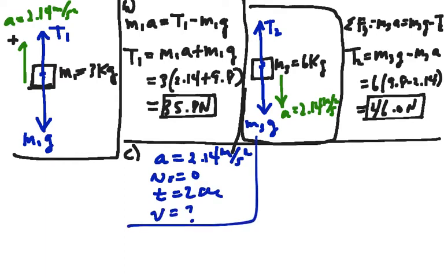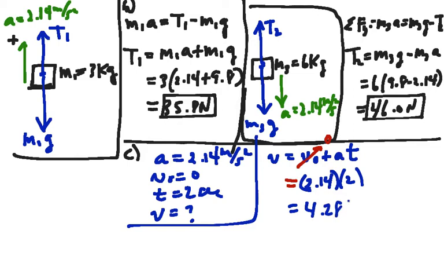This looks like kinematic equation number 1, where final velocity equals initial velocity plus acceleration times time. In this case, the initial velocity is going to be 0, and so our final velocity is going to equal acceleration 2.14 times time 2, or 4.28 meters per second. That will be the final velocity of the whole system, and that will also be the final velocity, in particular, of the 3 kilogram mass after 2 seconds, and it will be going up when it's doing so. So this is the answer to part C of problem number 2.